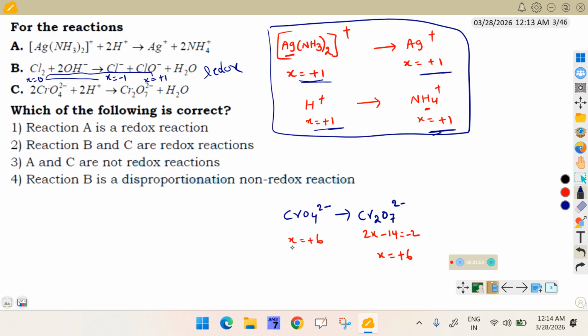C, the oxidation state of chromium is +6 on the reactant side, and on the product side the oxidation state of chromium is also +6. So it is also not a redox reaction. A and C are not redox reactions.